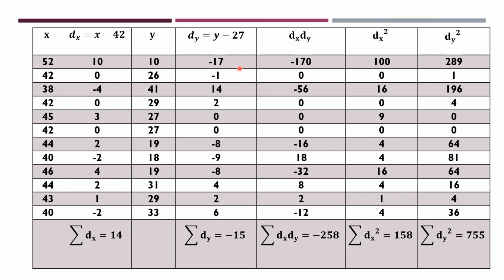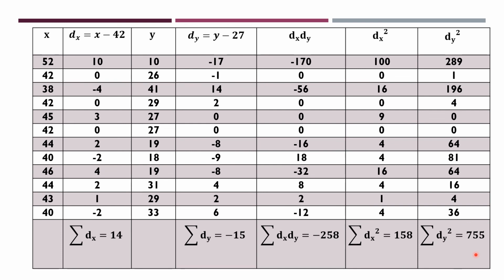Then multiplying dx into dy. So 10 into minus 17 is minus 170. 0 into minus 1 is 0. Minus 4 into 14 is minus 56, and multiplying all these. Similarly, the squares of these numbers: 10 square is 100, 0 square is 0, minus 4 square is 16, etc. And then similarly the square of dy. So we can write all these summations. These summations are required in that formula. So calculating summation dx, summation dy, summation dx dy, summation dx square and summation dy square.